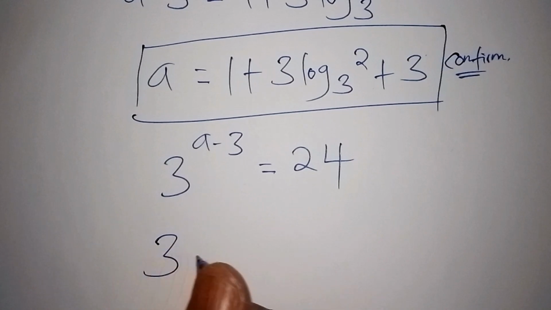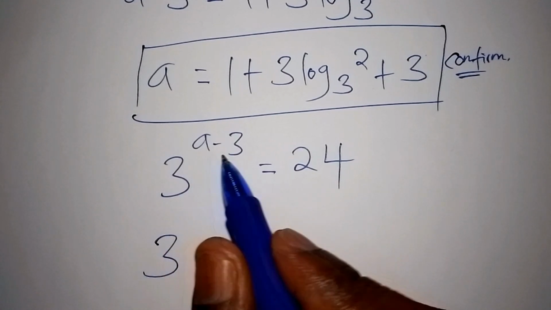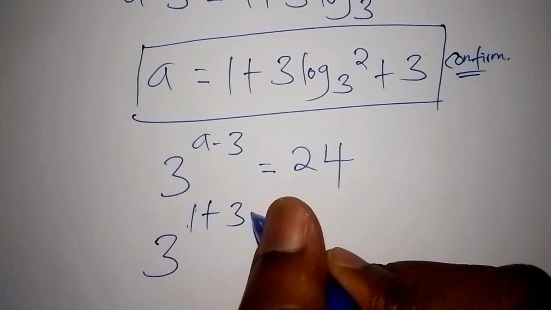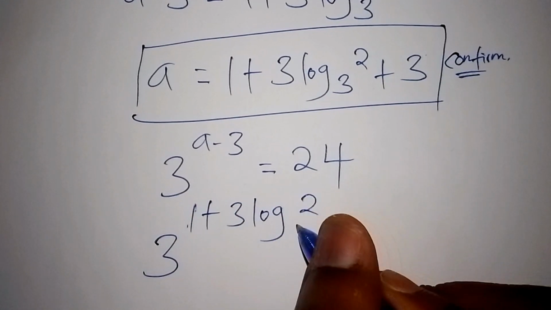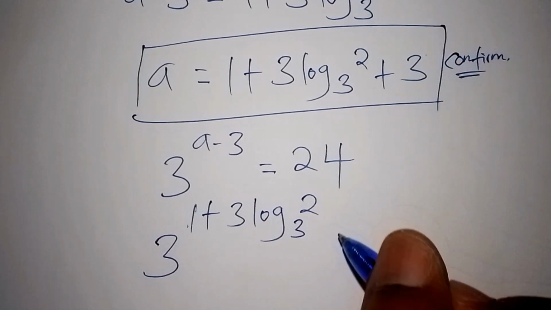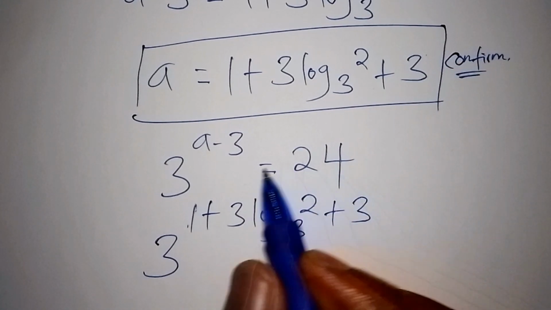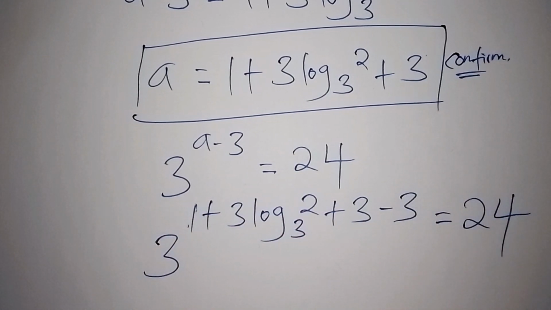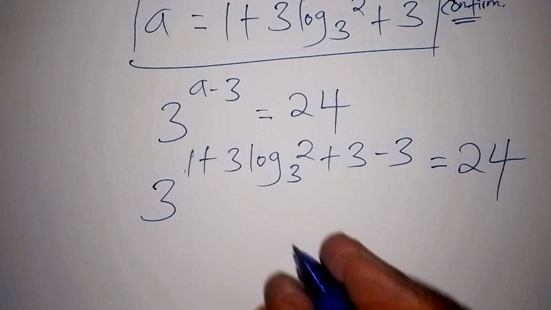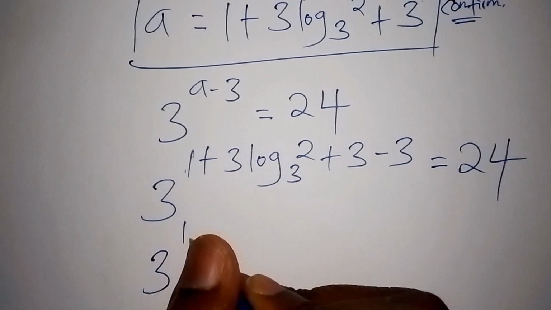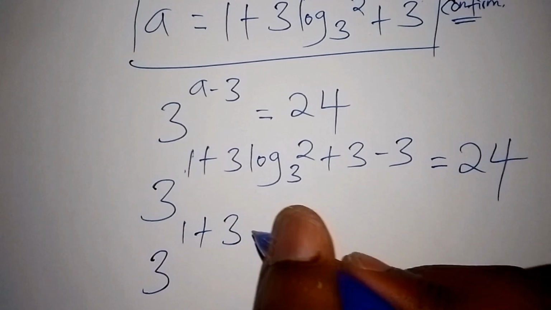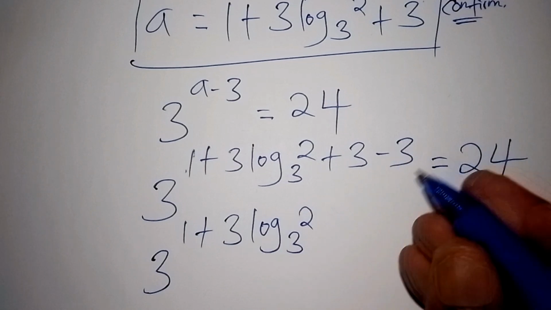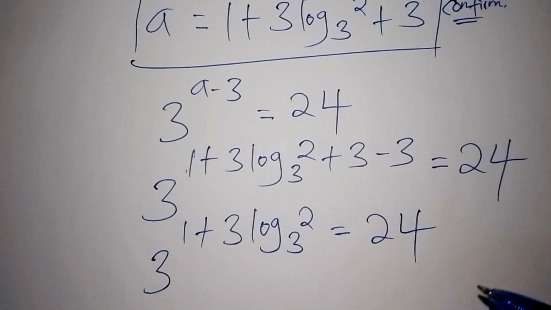So here now 3. Then instead of a minus 3, we now have the value for a, that is 1 plus 3 the log of 2 to the base of 3, then plus 3, then let's not forget this minus 3. Minus 3 is equal to 24. So here we can write 3 to the power of 1 plus 3 the log of 2 base 3. So 3 minus 3 is 0, and all of this is equal to 24.